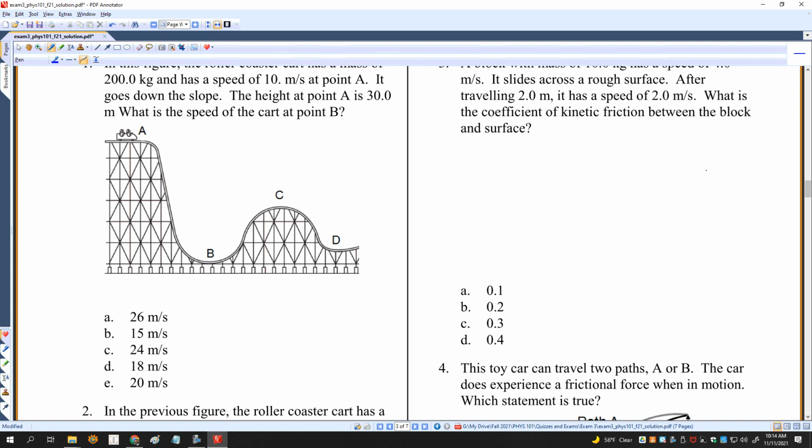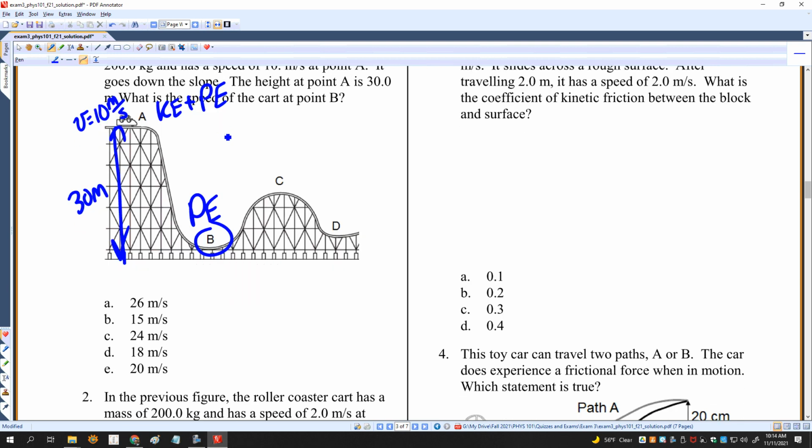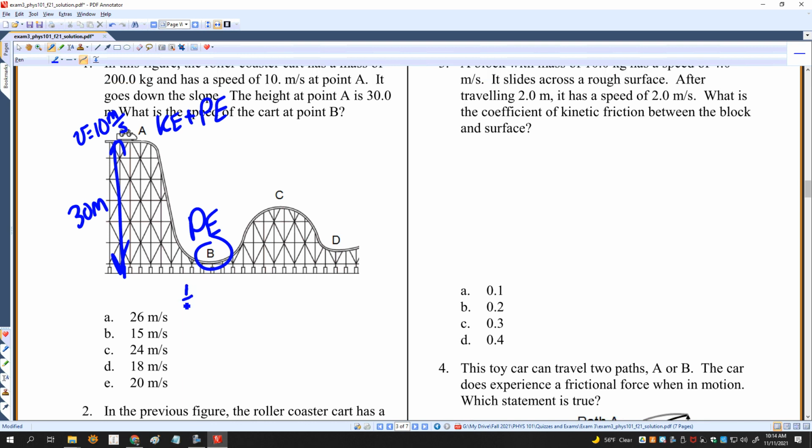Okay. Oh goodness, this is a lot like one that we just did. So I have a cart. It has a certain velocity up here, 10 meters per second. I tell you this height is 30 meters. Now I want to know what is the speed down here, where down here it only has kinetic energy. Up here it has kinetic energy plus potential energy because it's moving and it's at a certain height. So I'd say 1/2 mv squared plus mgh equals 1/2 mv squared. And this is at point A, and this is at point B.